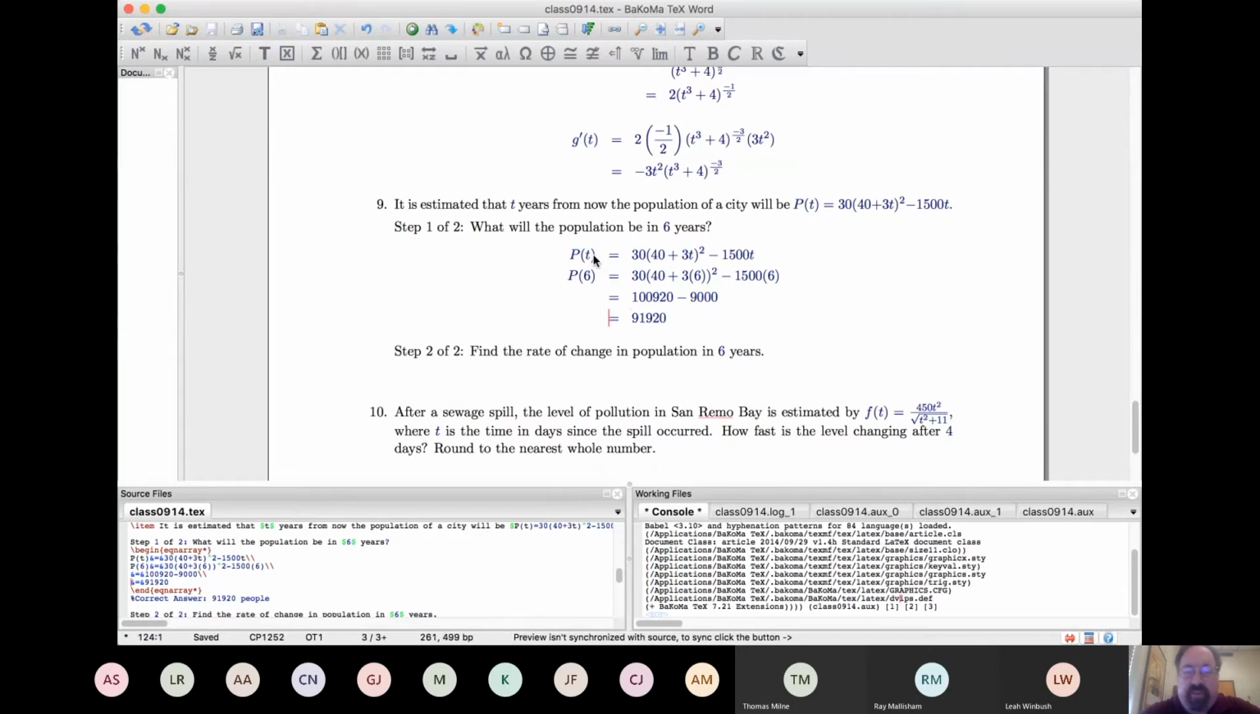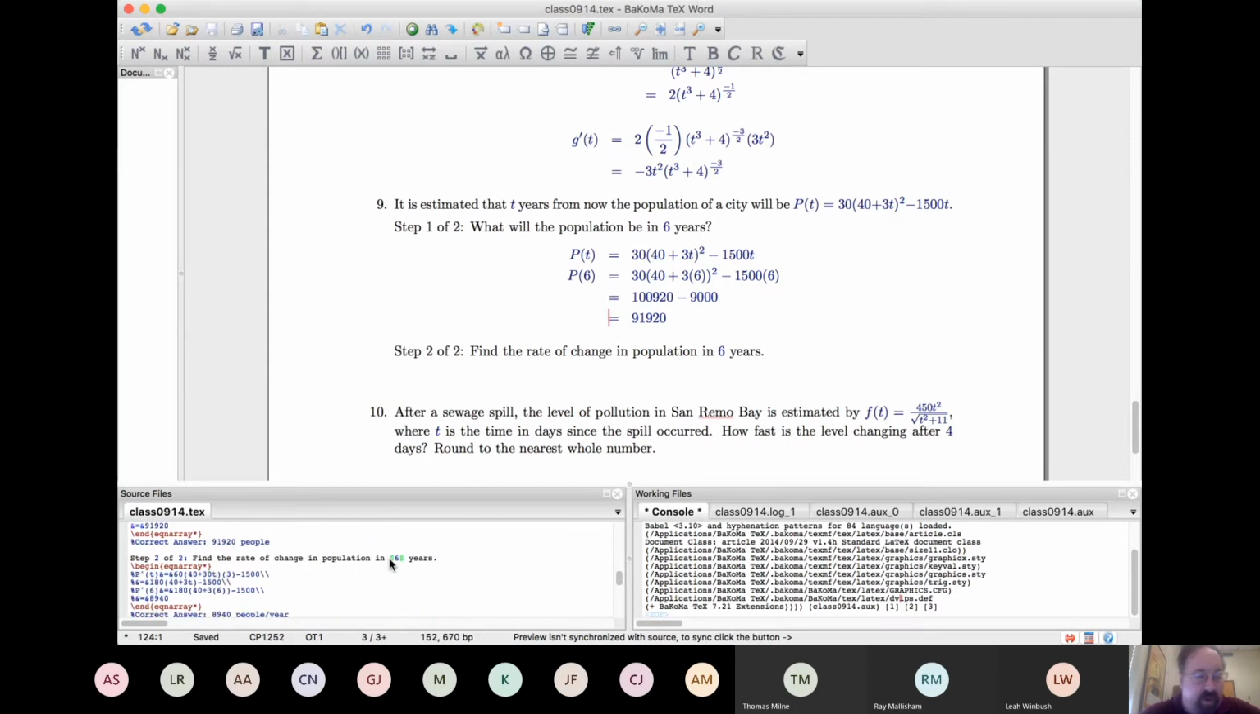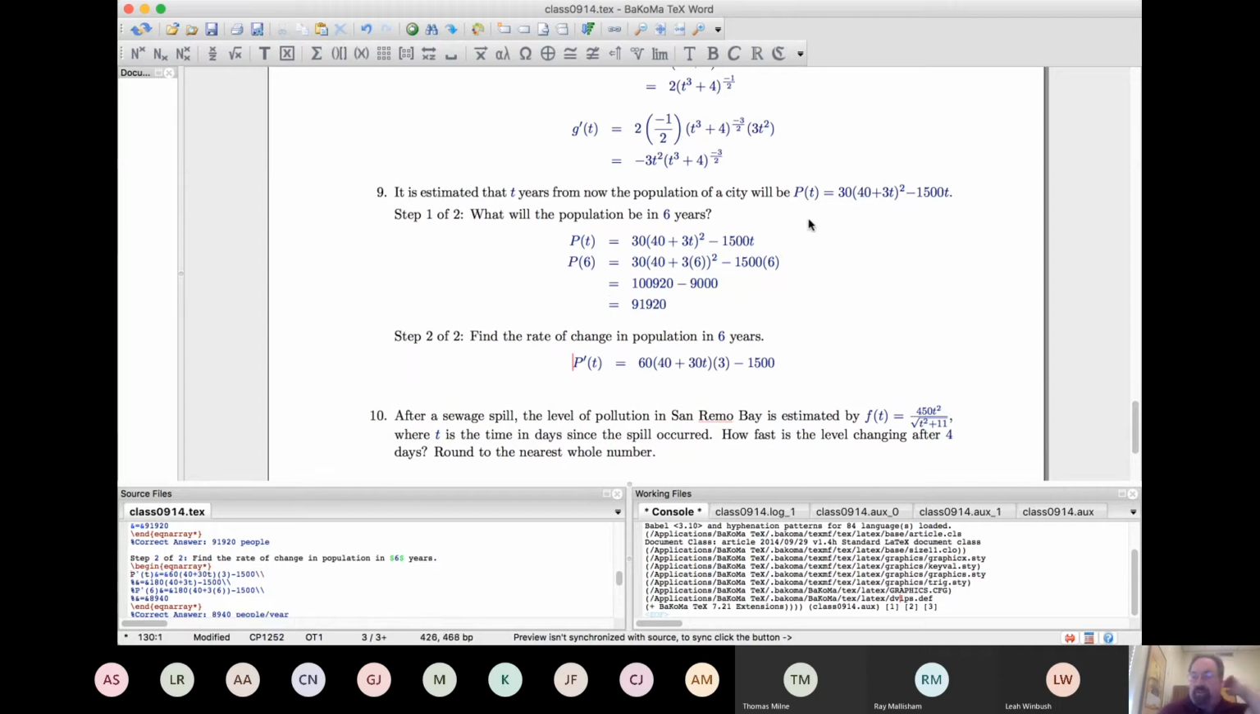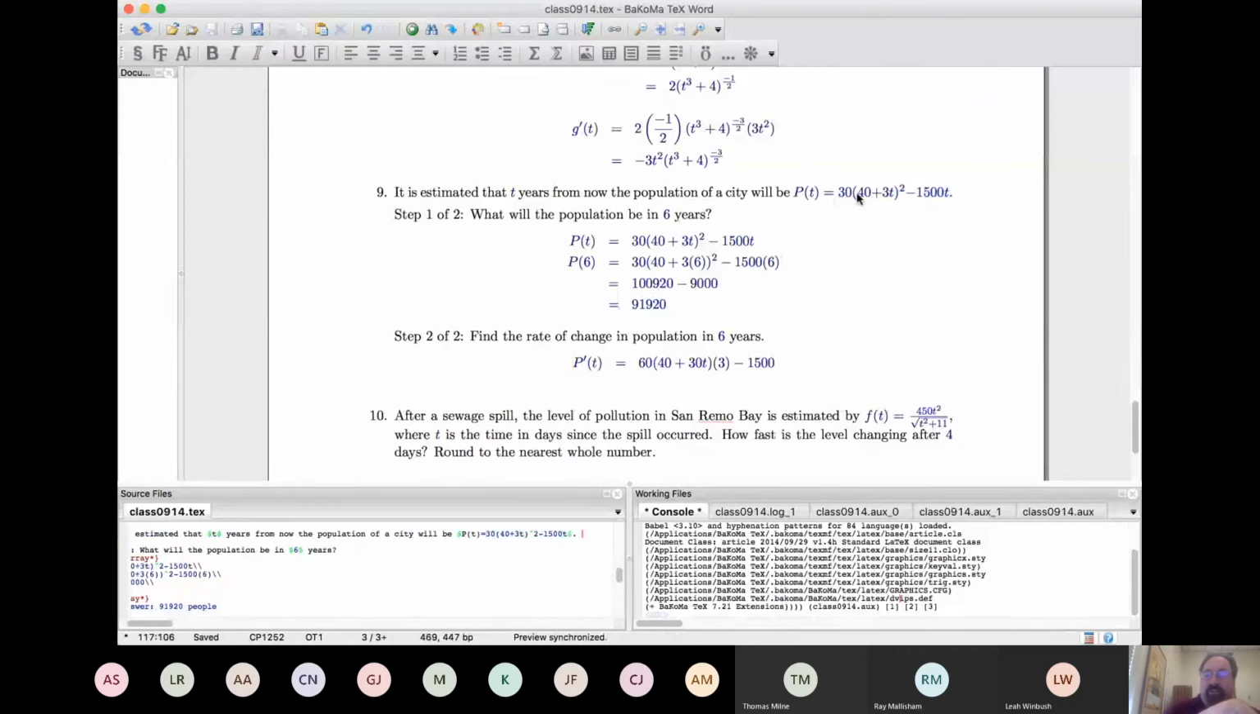So here, P of 6 is what's needed to get the actual population. Rate of change of population, that is P prime of 6. So to take the derivative, first and foremost, this function is a difference of functions. So we have this part minus this part. So then you can take a derivative of these two pieces individually and subtract them. But to take a derivative of a first piece, that calls for a general power rule, and that's what we see here. So we have a 30, then a 2 comes down, and we have 60. Then it's 40 plus 3t raised to the first power.